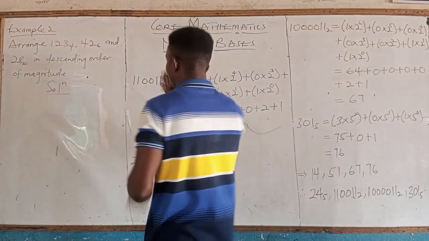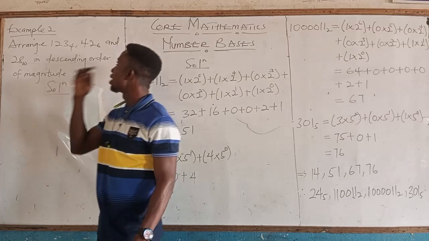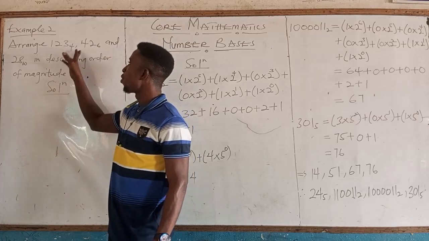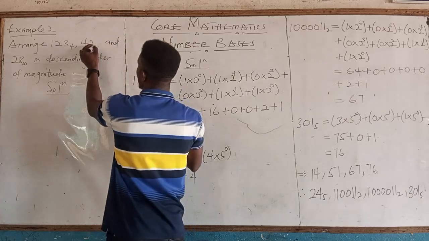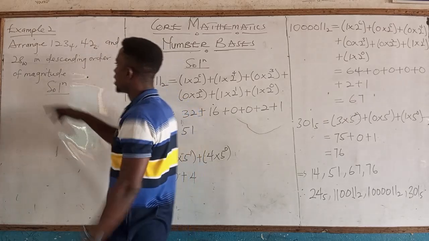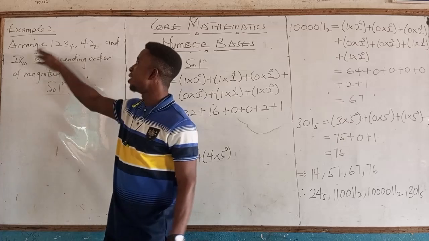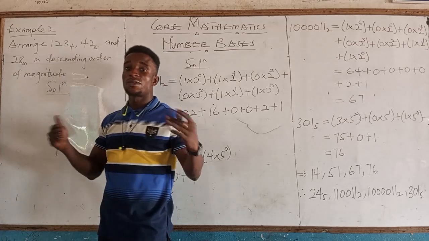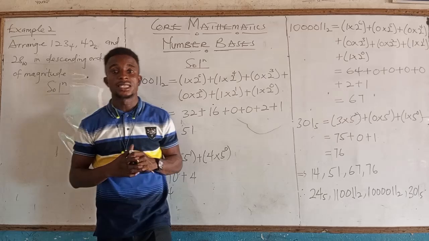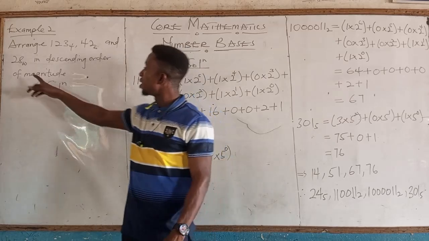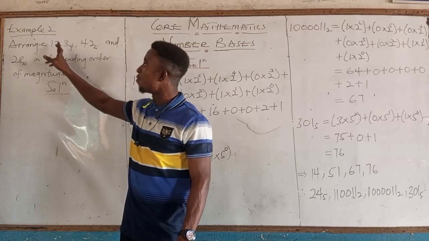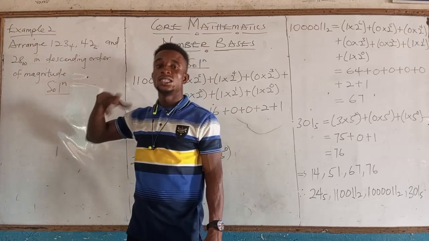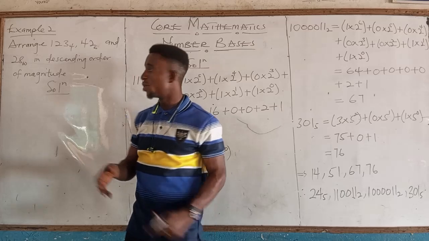So solution. We are also to arrange this in descending order. So this is in base 4, this is in base 6, and this is in base 10. And we are to arrange this in what? Descending order. That is from the biggest to the smallest. Are we getting that? And how do we do? Alright, we can see that this one is already in base 10. Are we getting that? So we are only going to convert this one and this one to base 10. Then we do the comparison.